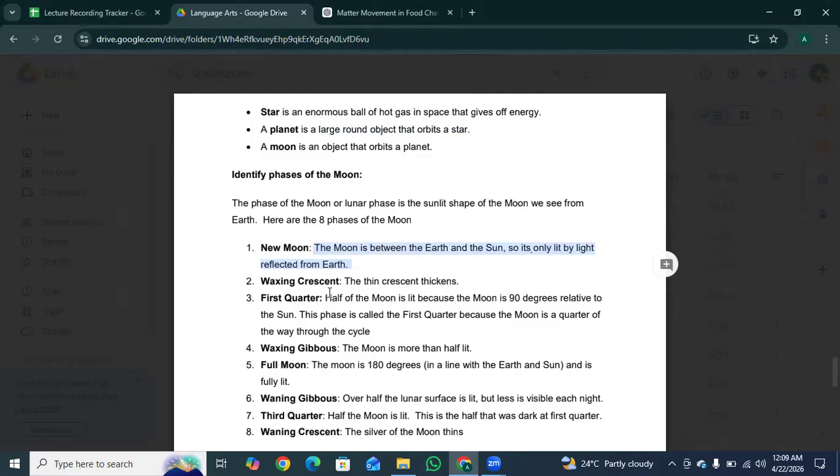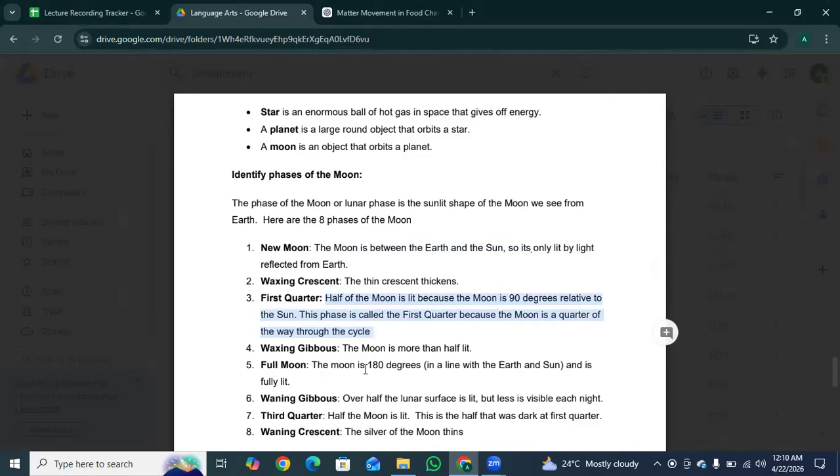The thin crescent thickens. A tiny silver starts to appear on the right side. First quarter. Half of the moon is lit because the moon is 90 degrees relative to the sun. This phase is called the first quarter because the moon is a quarter of the way through the cycle. Like the moon looks like a half circle. It is one quarter of the way through its trip.